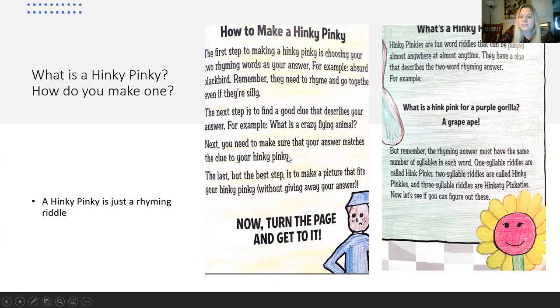The next thing that you'll need to do is make sure your answer matches your clue to your hinky pinky, which is just your rhyming riddle. And then the last thing that you need to do is draw a picture that fits what your clue is without giving your answer away. You might be able to give a few more hints about your answer, but you don't want to give your answer away. So what is a hink pink for a purple gorilla? A grape ape.